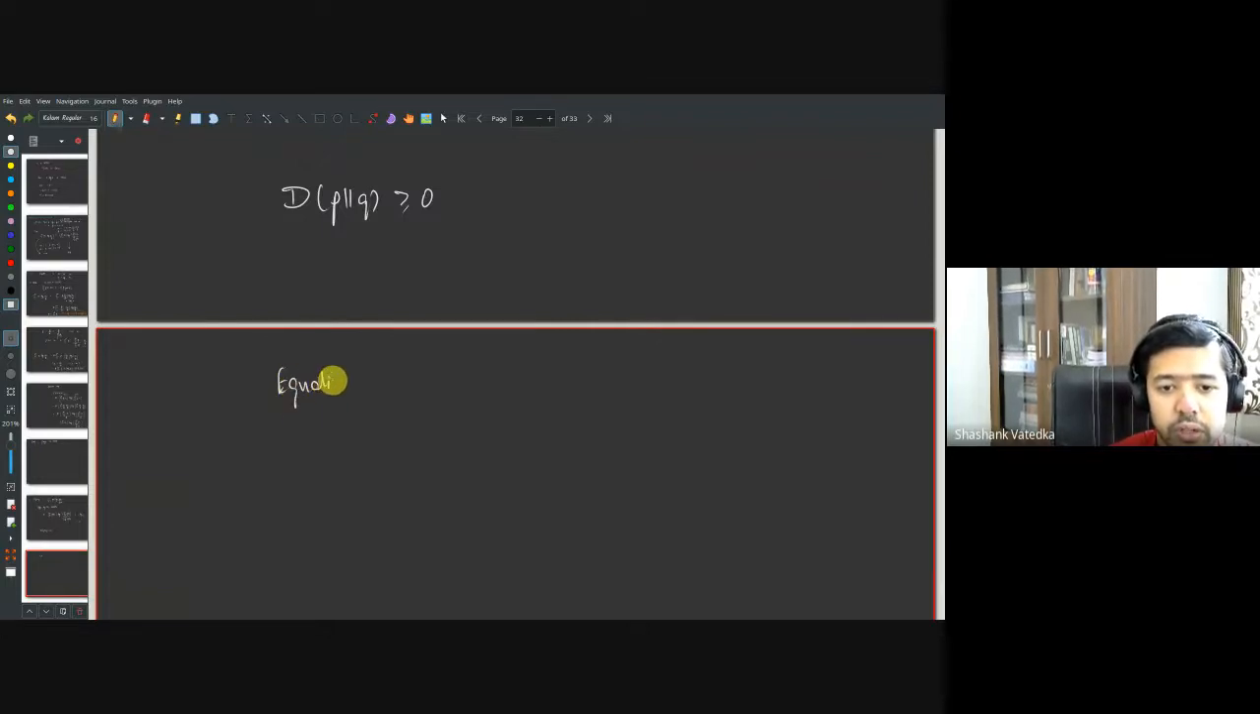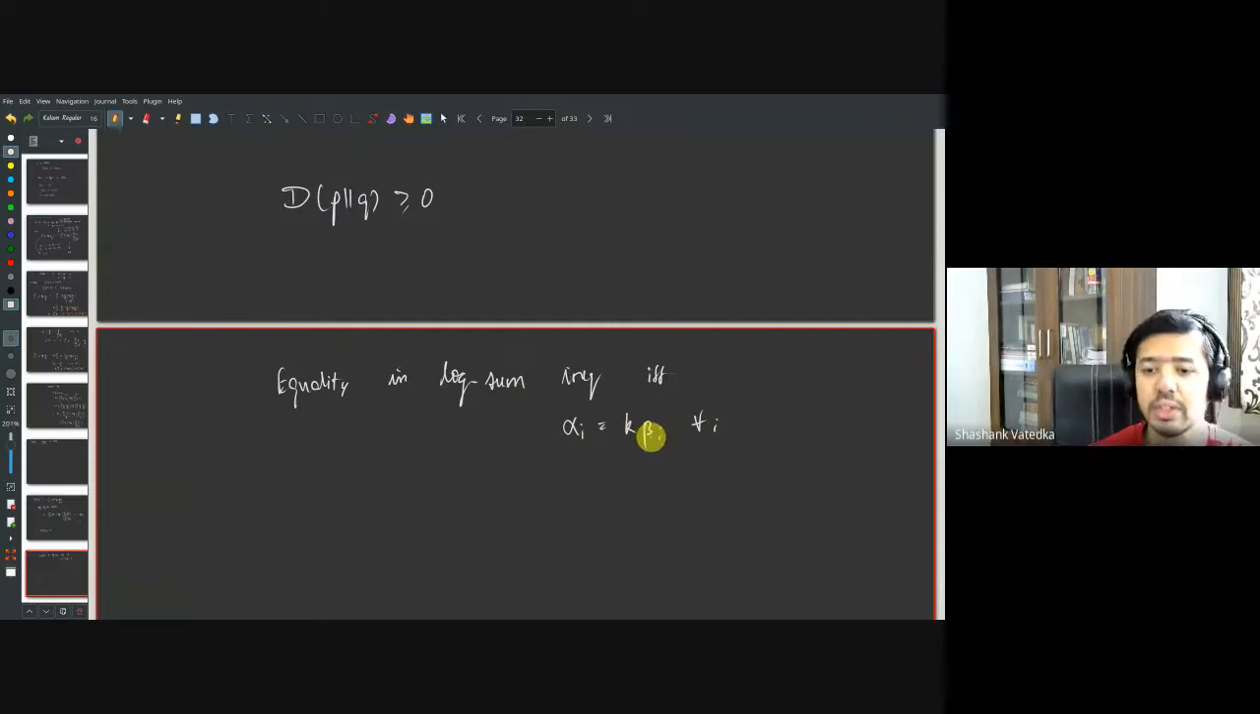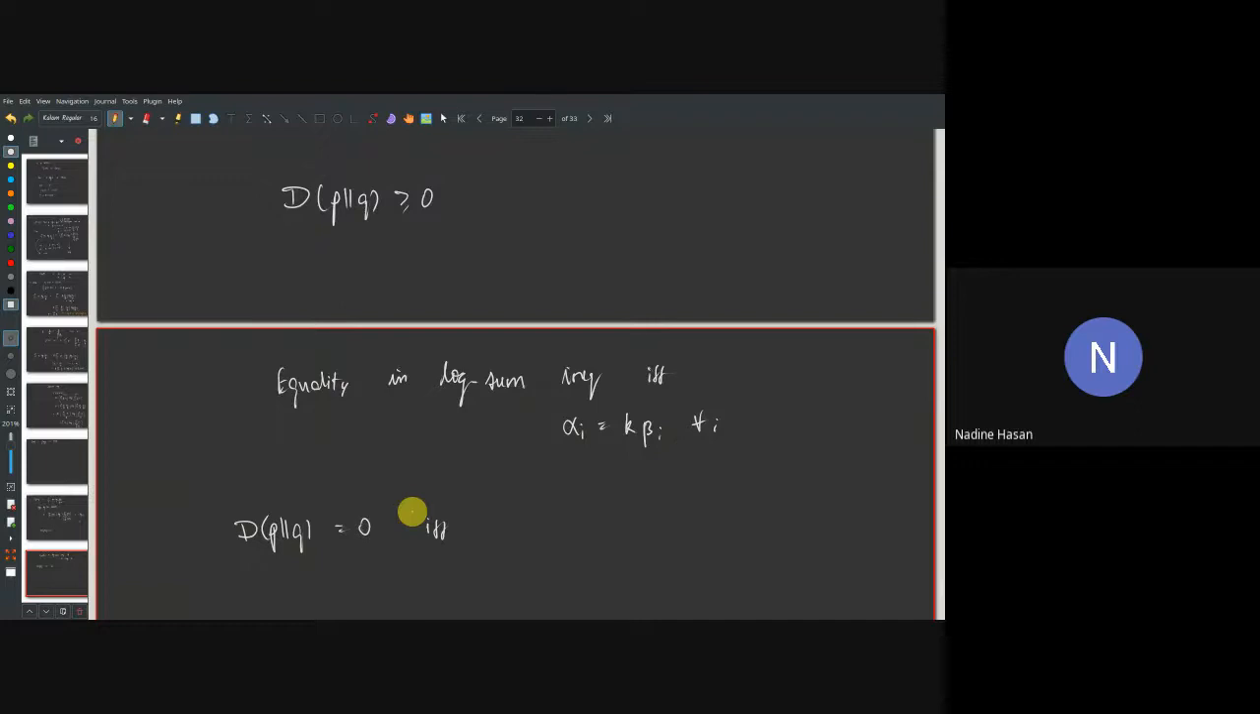We have equality in the log sum inequality if and only if alpha I equal to some k times beta I for all I. There is some constant k such that alpha I equal to k times beta I. All right. So therefore, D(P||Q) equal to 0 if and only if what happens? P and Q are the same. We have the same distribution. Exactly.